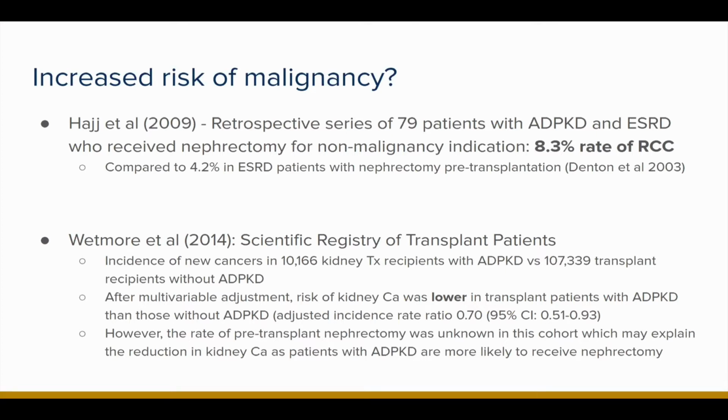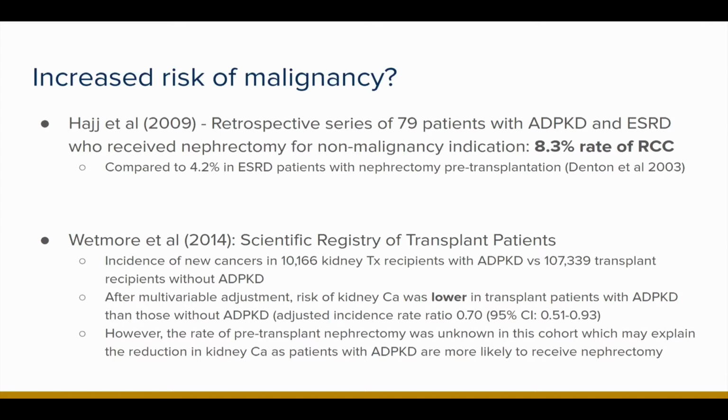Now, in 2014, Wetmore et al. published their data looking at the Scientific Registry of Transplant Recipients in the United States, assessing new cancer incidence in kidney transplant patients who had polycystic kidney disease, comparing those with renal transplant recipients that did not have PKD. Now, they found that age and a few other factors varied between the two groups, so they had to do a multivariable adjustment.